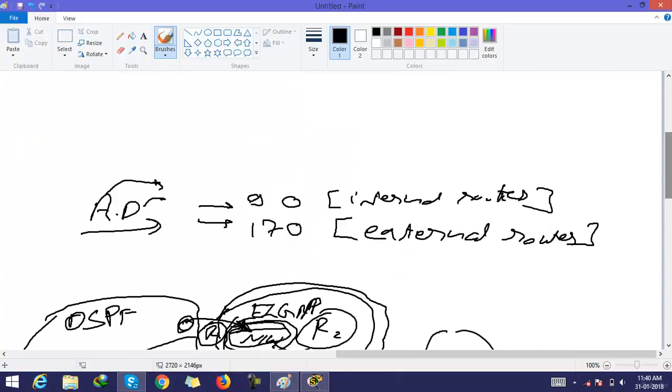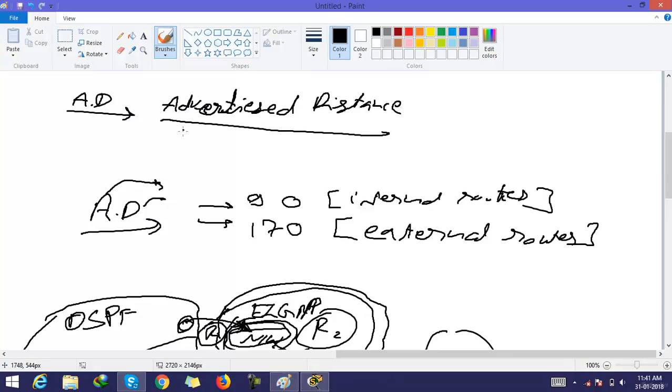Now EIGRP has a different AD also. This is not administrative distance. This is advertised distance, or you can say reported distance. Reported distance is the metric of a remote network as reported by a neighbor.